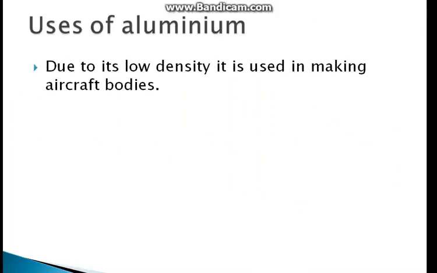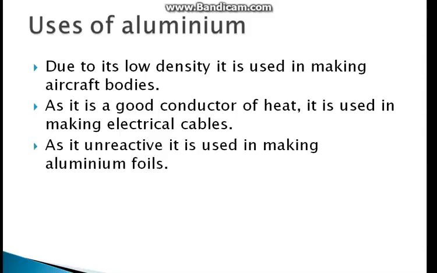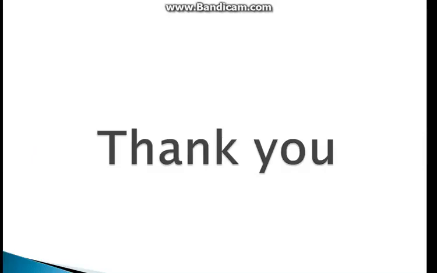What are the uses of aluminium? Due to its low density, it is used in making aircraft bodies. As it is a good conductor, it is used in making electrical cables, and being unreactive, it is used in making aluminium foils. So that's all in this video on aluminium extraction.